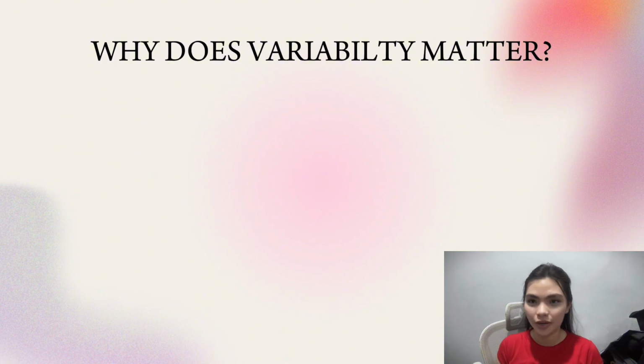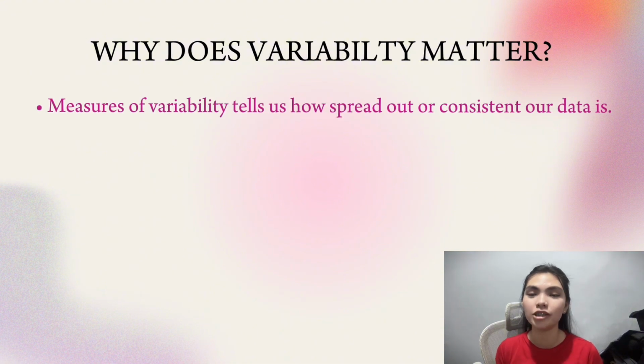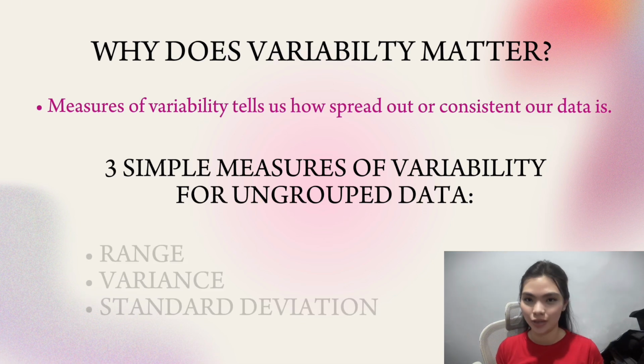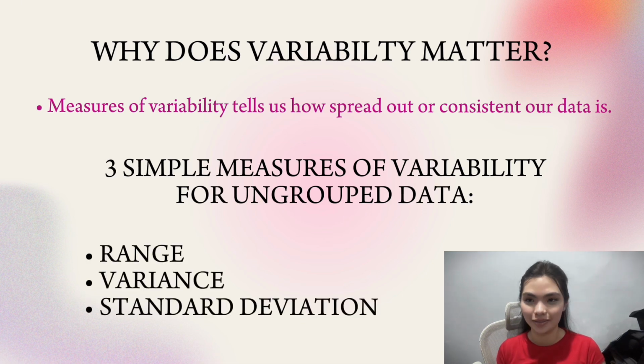So why does variability matter? Measures of variability tell us how spread out or consistent our data is. It's like comparing a calm lake to crashing ocean waves. Variability shows the difference. Today we will dive into 3 simple measures of variability for ungrouped data, which are the range, variance, and standard deviation. Don't worry, we will keep it easy and fun.